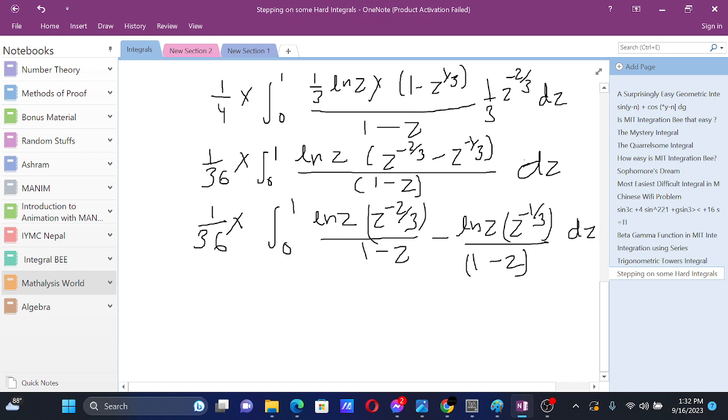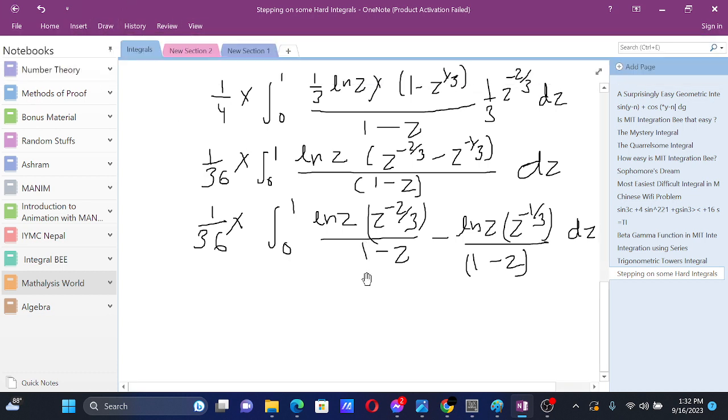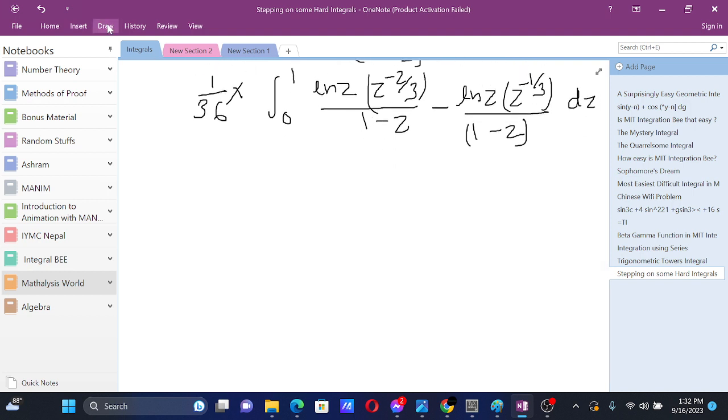Now we have a relation in terms of the trigamma function. Basically, first I need to introduce what a trigamma function is. The digamma function, which is represented like this, is just the derivative of the log of the gamma function. So d dz, the derivative of log of the gamma function.